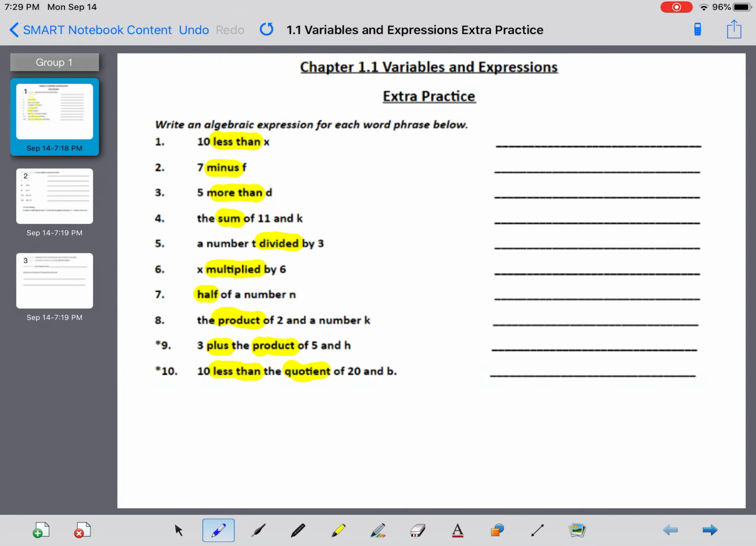Hey everybody, this is chapter 1.1 variables and expressions, extra practice. This is part of our algebra review to introduce geometry applications this year.